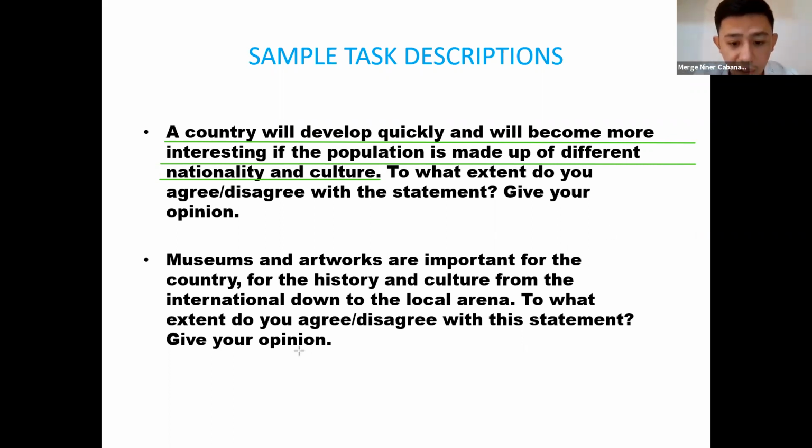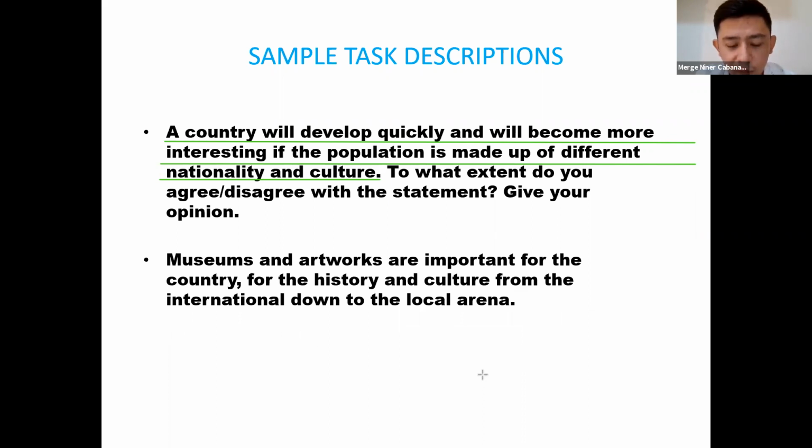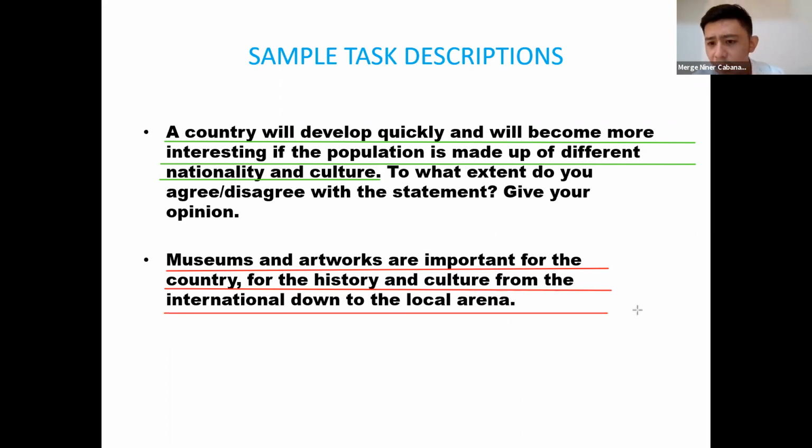Next, here is another, okay? Museums and artworks are important for the country, for the history and culture, from international down to the local arena. So let me ask you a question, Jocelyn. Jocelyn, do you think that museums and artworks are generally important? Yes po, sir.